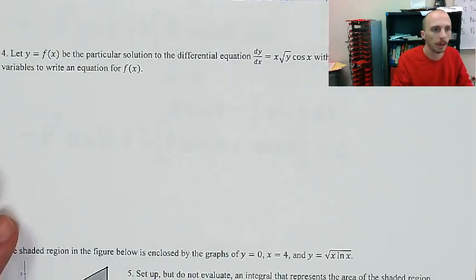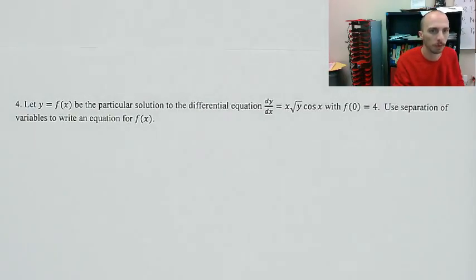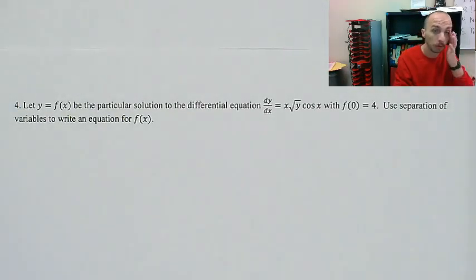All right, number 4. Let y equals f of x be the particular solution to that differential equation with f of 0 equals 4. Use separation of variables to write an equation for f of x. I bet one of them is going to be a little annoying, but it's all right. We can work with it. Okay, I'm going to say dy dx. This is number 4.